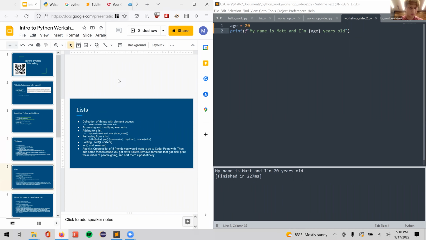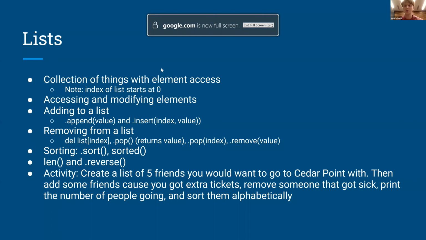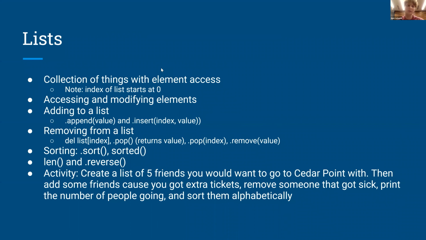Okay. So the next topic is lists. Lists are a collection of things with element access. If you're familiar with it, it's a dynamic array. So if you're familiar with, say, ArrayList in Java, it's very similar. One thing to note is that the index of the list starts at 0, so the first element is at index 0. We'll see how that works in a second.